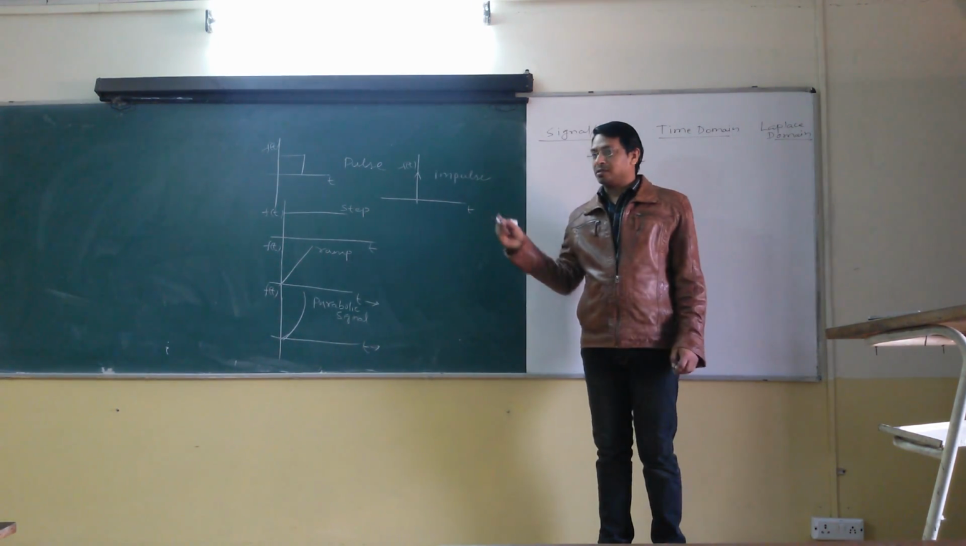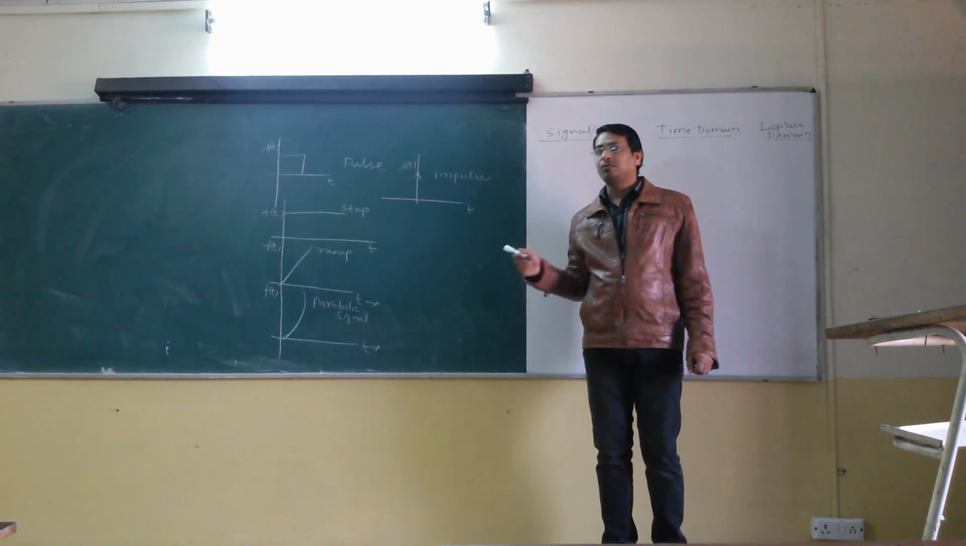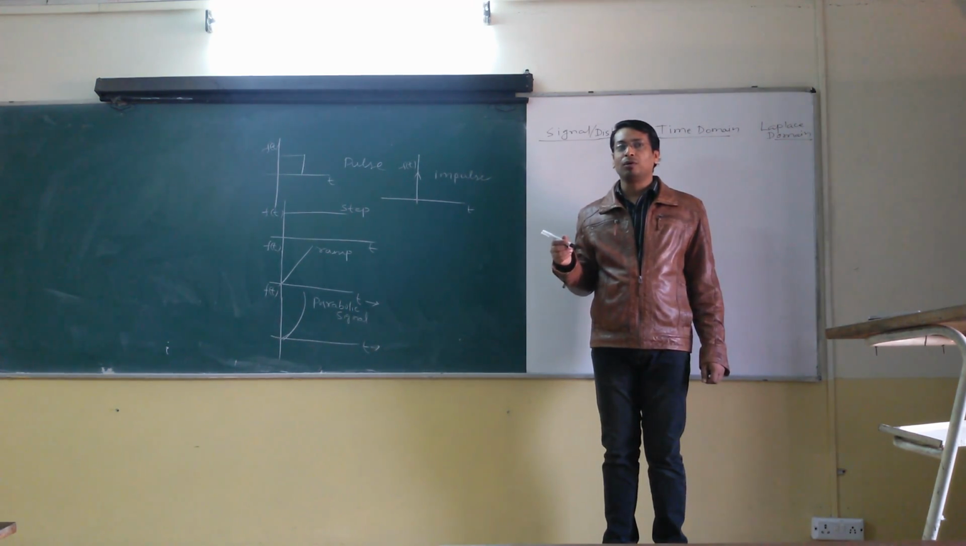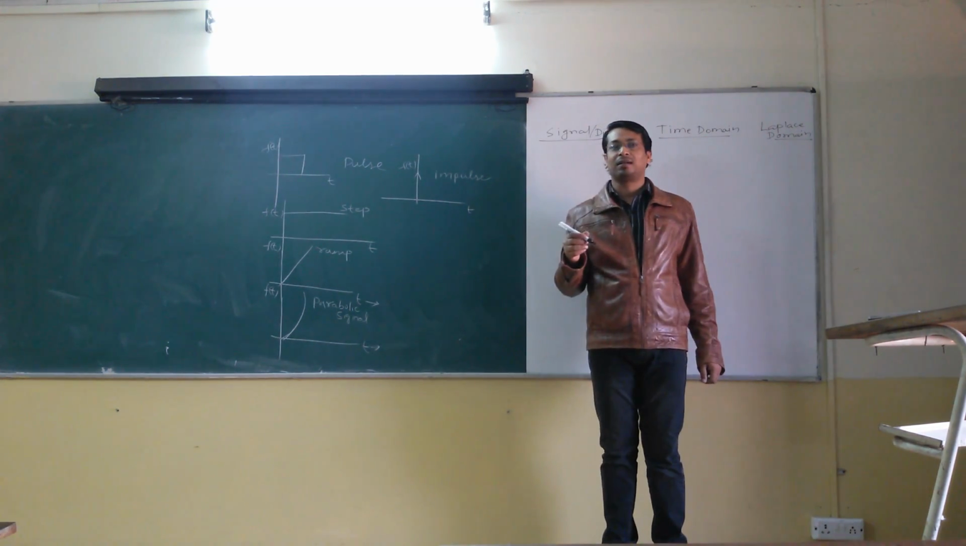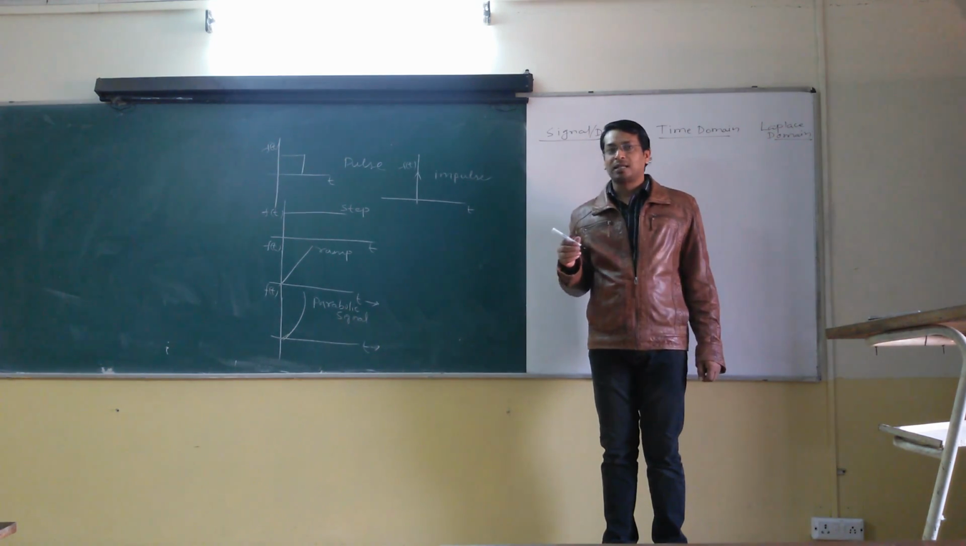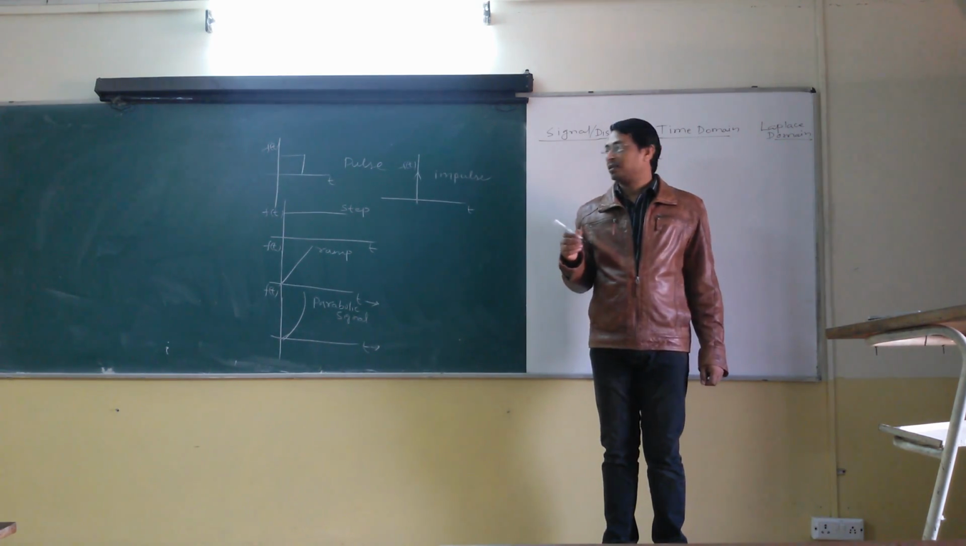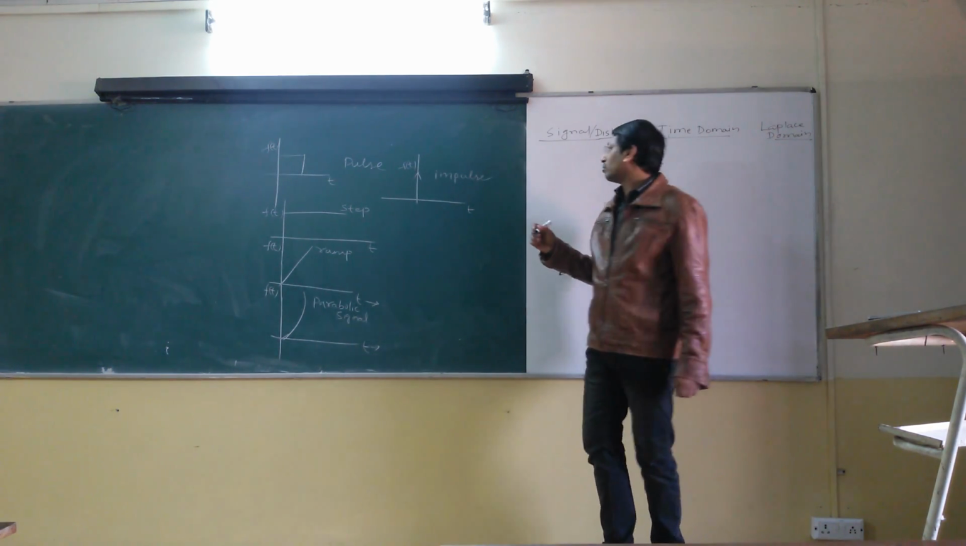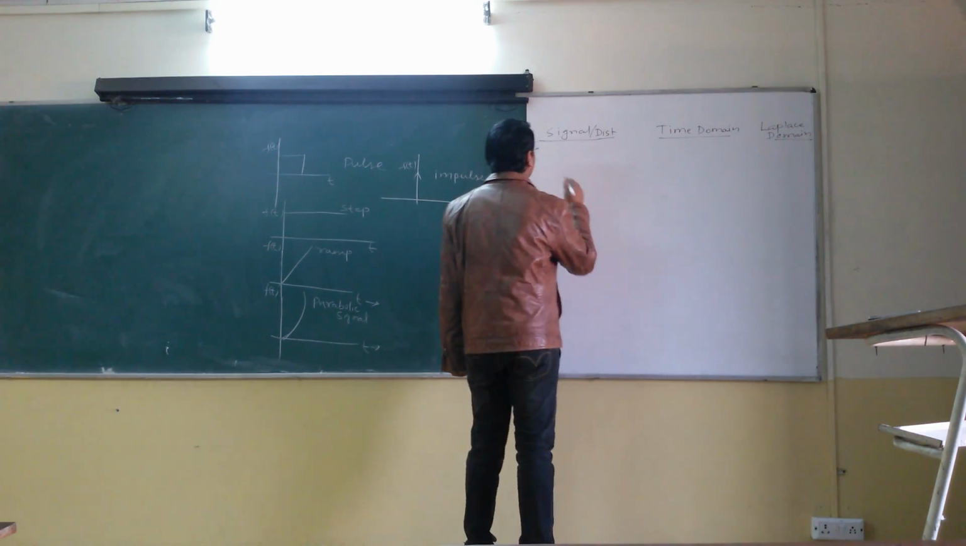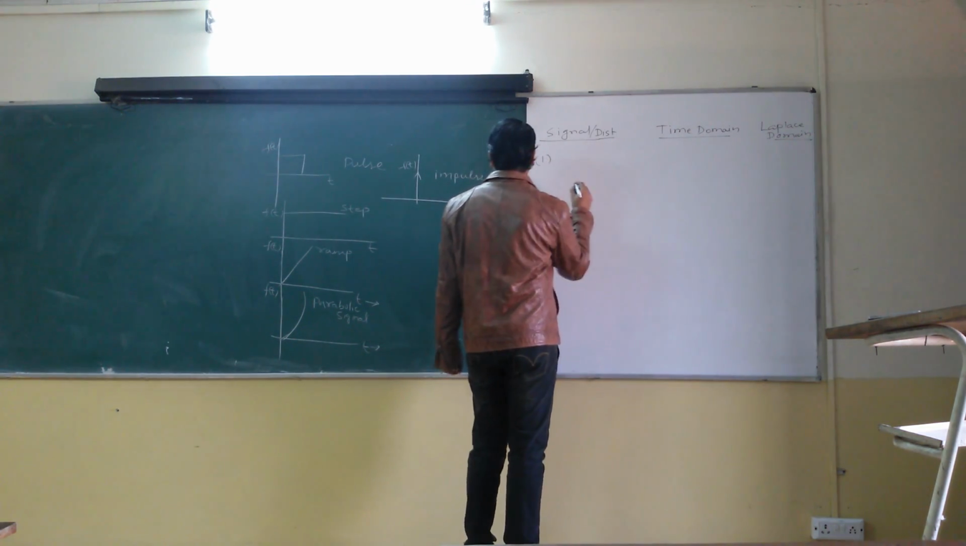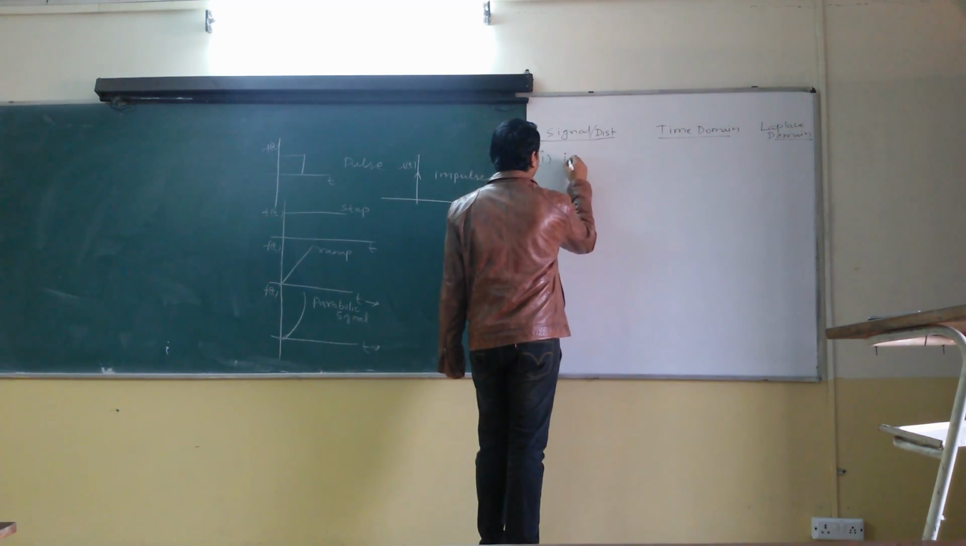First one is your pulse. Since the pulse can be created with the help of a step signal, we are not going to take pulse as a standard signal, rather we will consider the step as one of the standard signals. So let us first start with the impulse. The first signal, or disturbance, is the impulse.